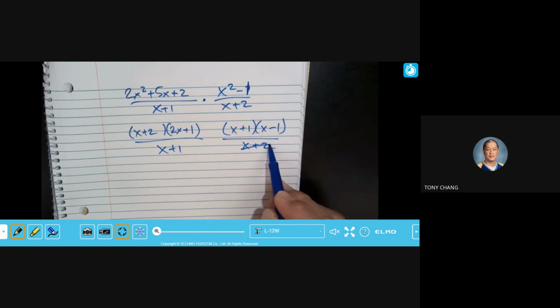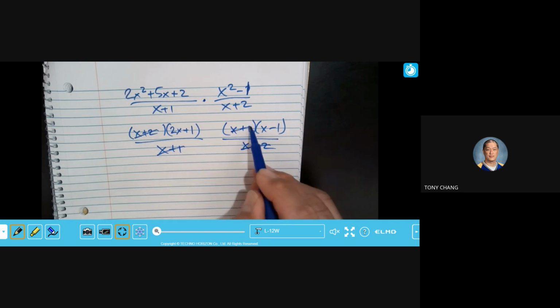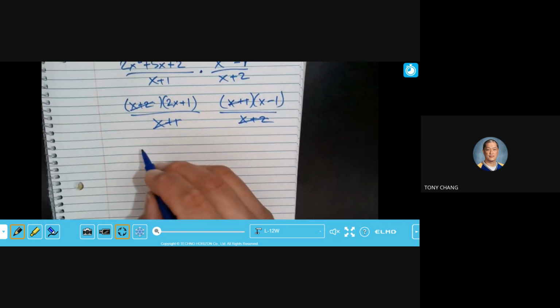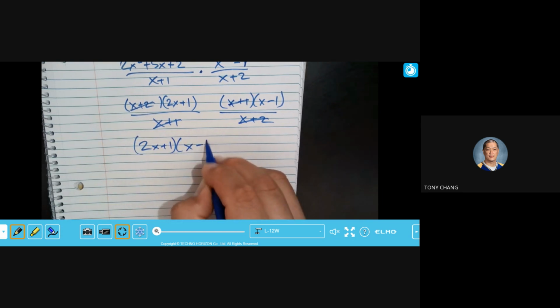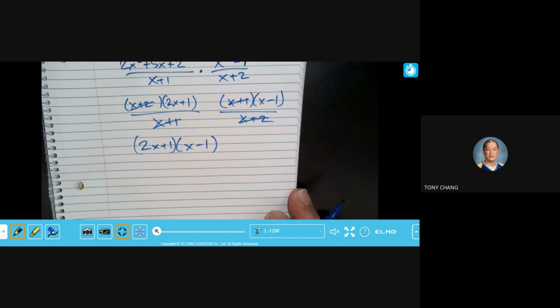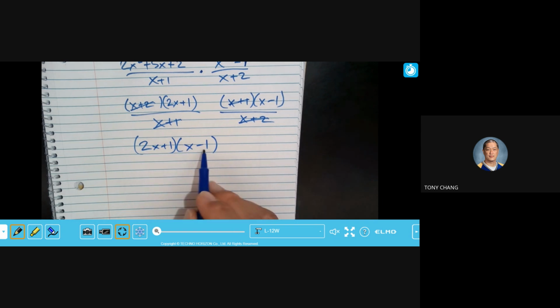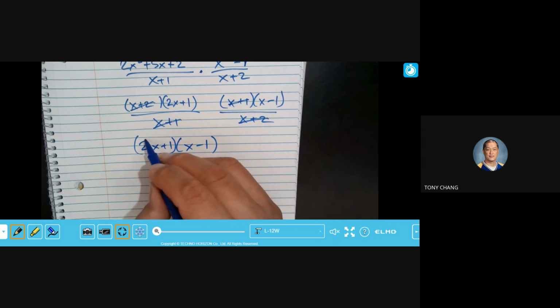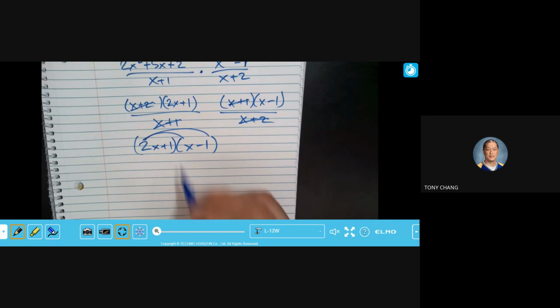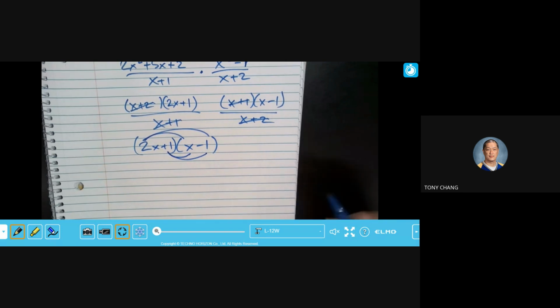Now all I have to do is multiply 2x plus 1 times x minus 1. There are different ways you can multiply it. You can use FOIL: first times first, outer times outer, inner times inner, last times last. That's called the FOIL method. You can also use this times this, this times this, this times this, this times this.